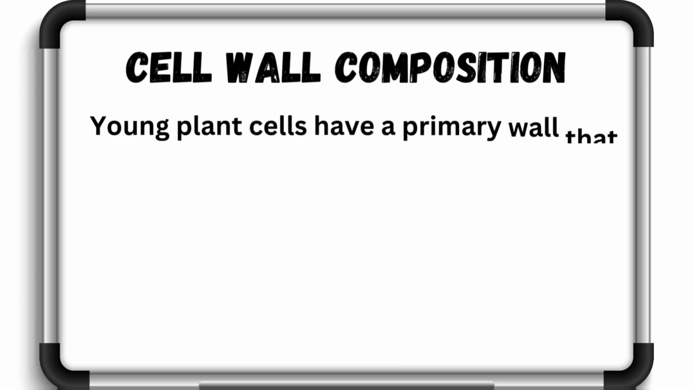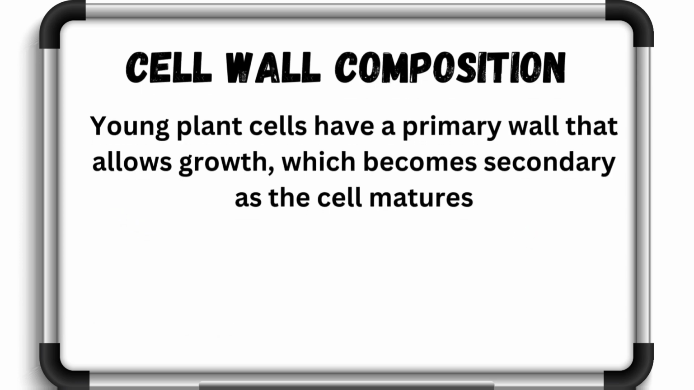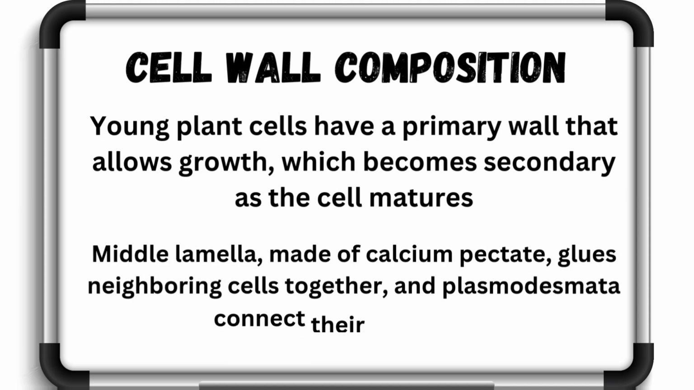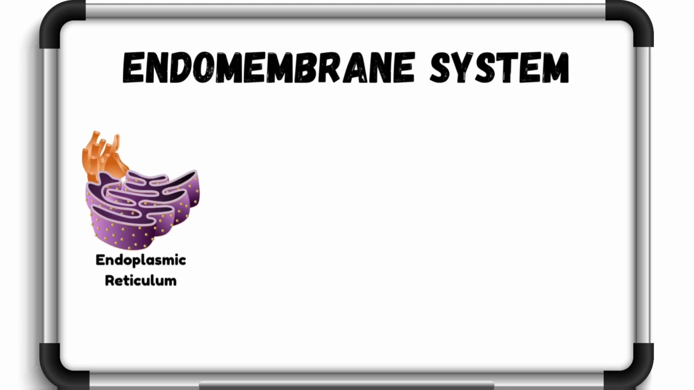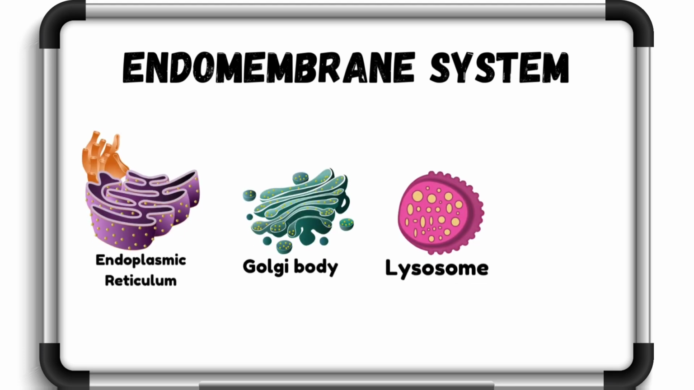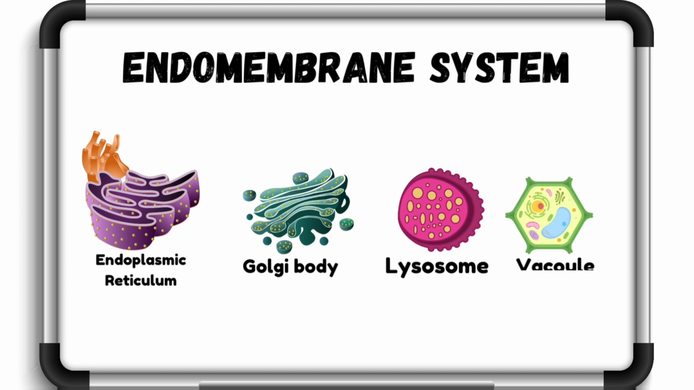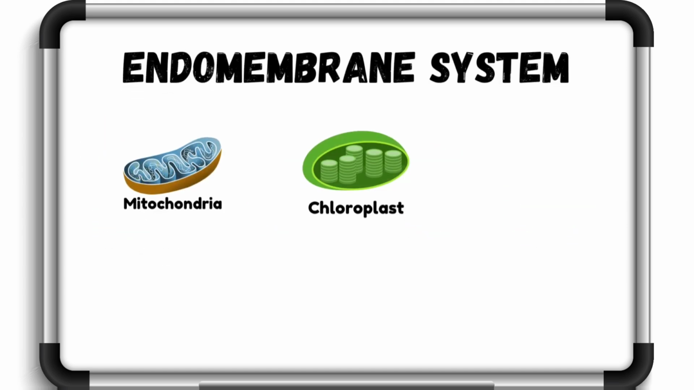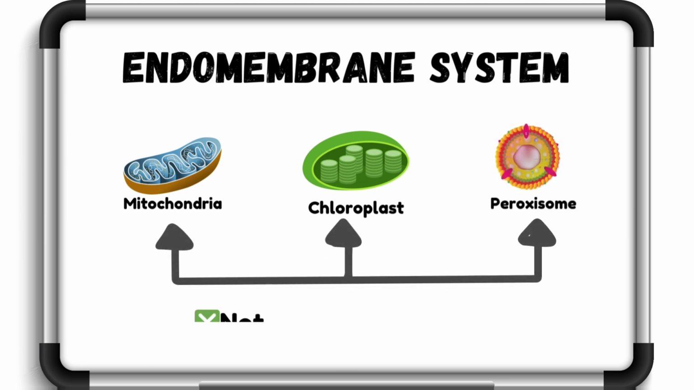As a plant cell matures, the primary wall strengthens into a secondary wall. The middle lamella, made of calcium pectate, acts like glue, holding neighboring cells together, while plasmodesmata connect their cytoplasm for communication. Next, we have the endomembrane system, which includes the endoplasmic reticulum, ER, Golgi apparatus, lysosomes, and vacuoles, all working in sync. However, mitochondria, chloroplasts, and peroxisomes are not part of this system.